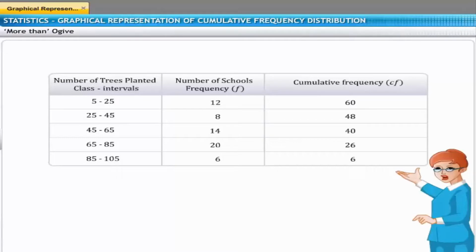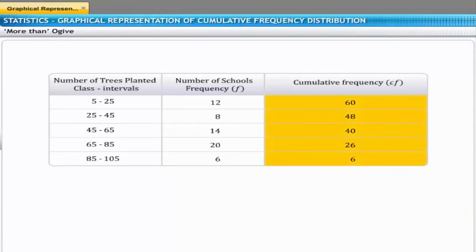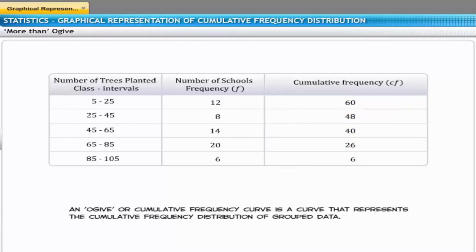Let's first consider the cumulative frequency distribution of the more than type. This data, if represented graphically, results in a curve, which is called an ogive or a cumulative frequency curve. An ogive is defined as a curve that represents the cumulative frequency distribution of grouped data.